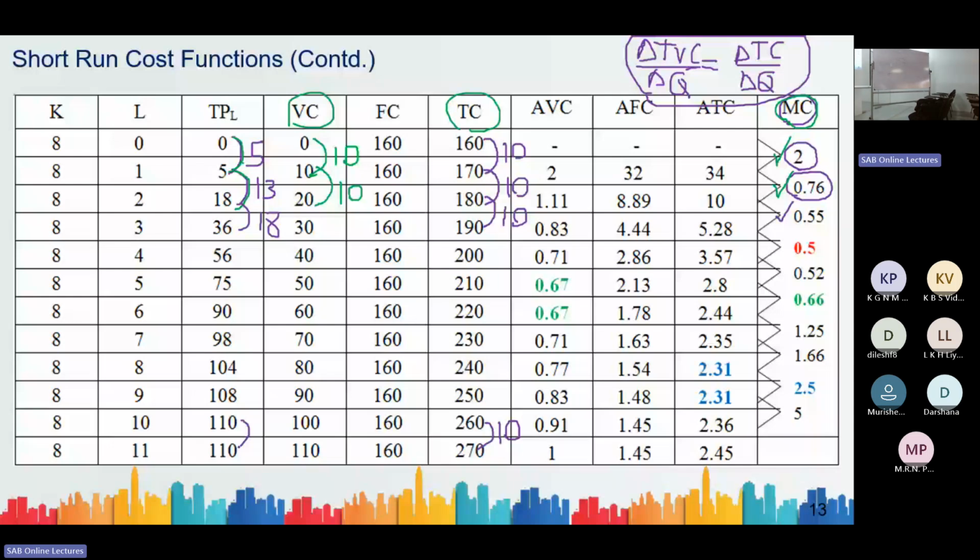And this is 0, so it's meaningless. 10 divided by 0, mathematically it should be infinity, but for this case, we can't say that marginal cost is infinity, so we consider it as meaningless.